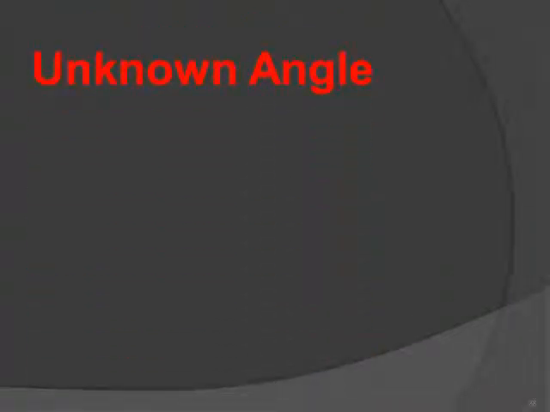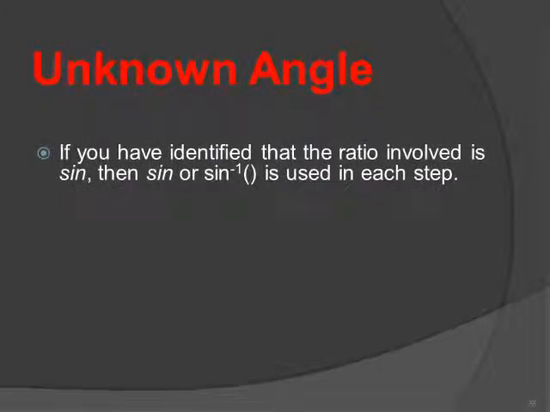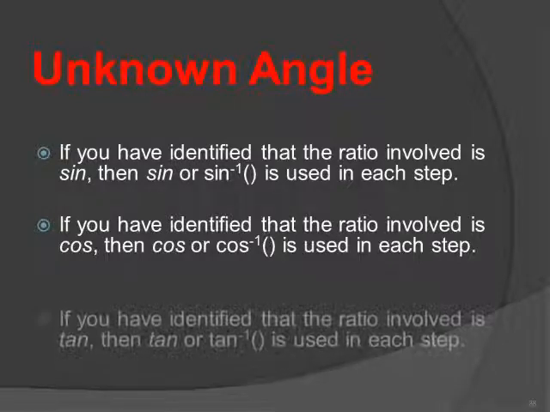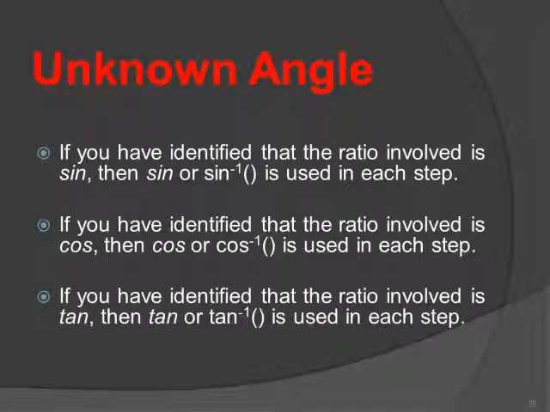So when working with the unknown angle, if you identify that the ratio involved is sine, then sine or sine to the minus 1 is used in each step. If you've identified that the ratio involved is cos, then cos or cos to the minus 1 is used in each step. And if you've identified that the ratio involved is tan, then tan or tan to the minus 1 is used in each step.